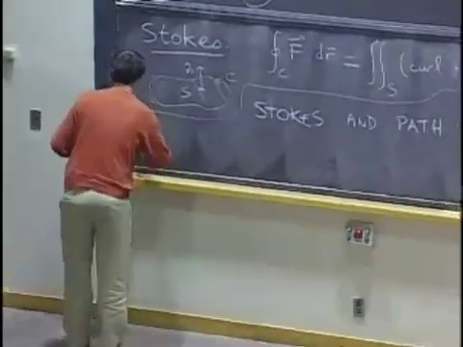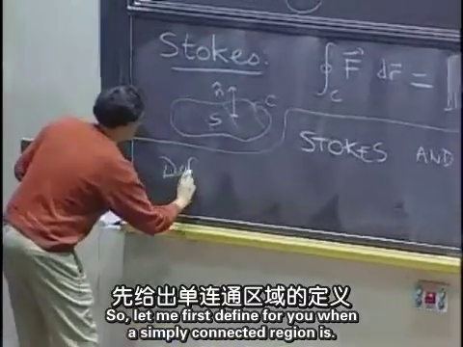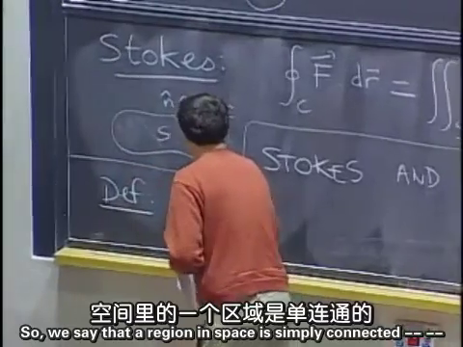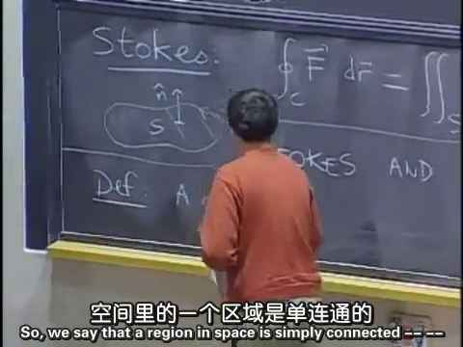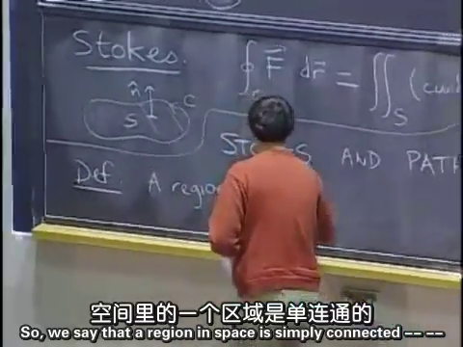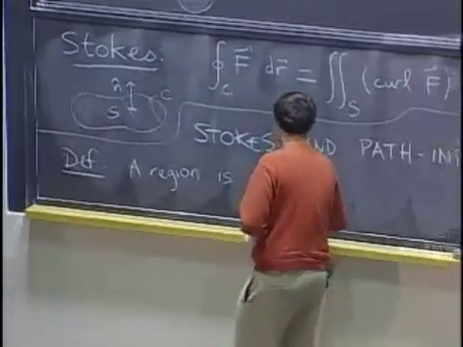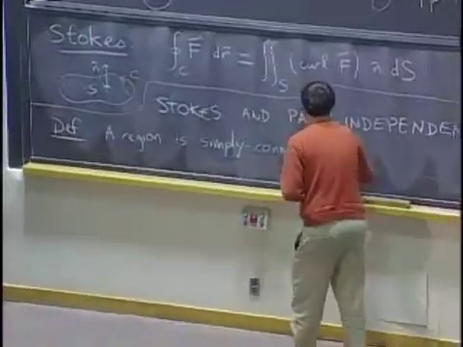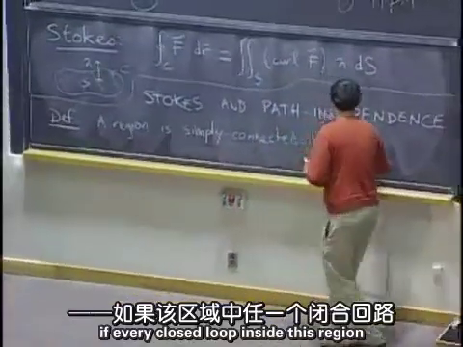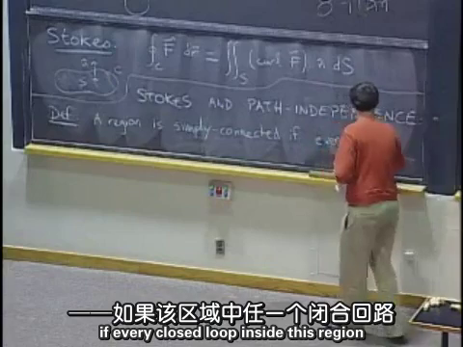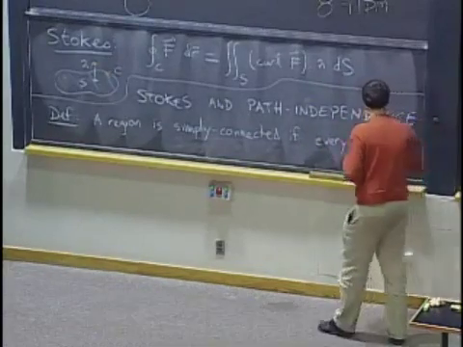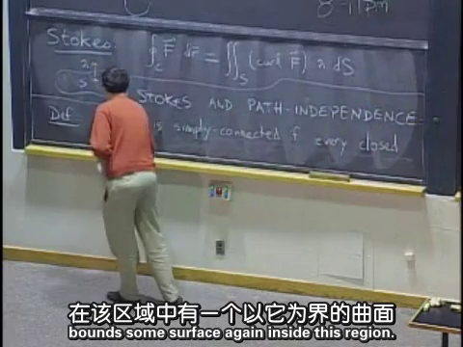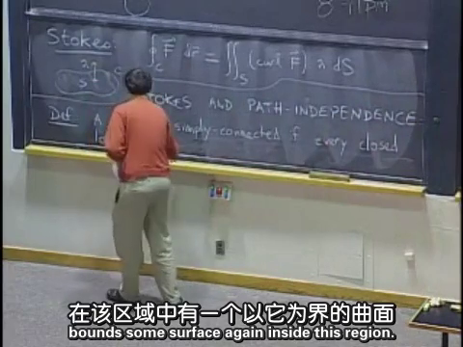So let me first define for you what a simply connected region is. We say that a region in space is simply connected if every closed loop inside this region bounds some surface, again inside this region.